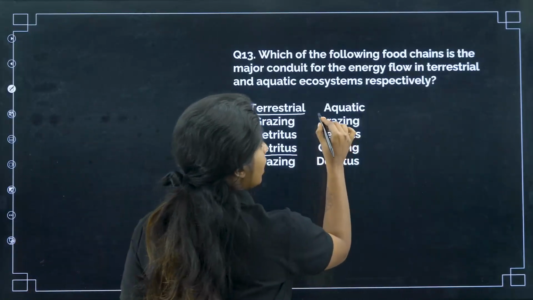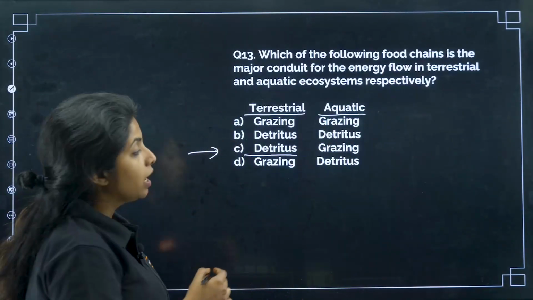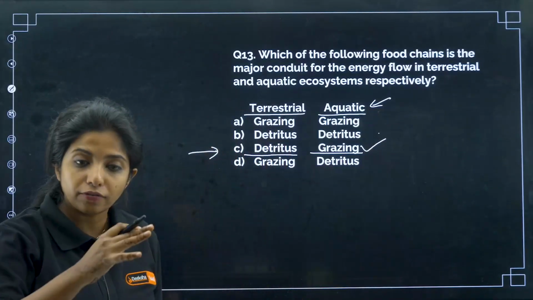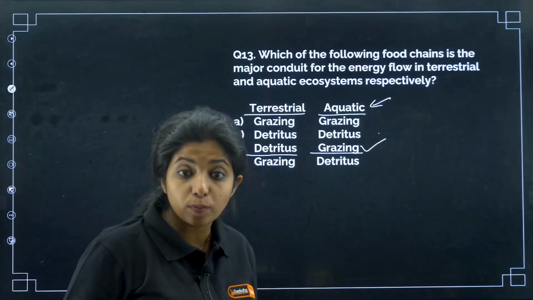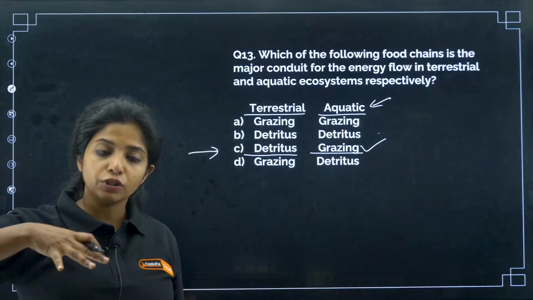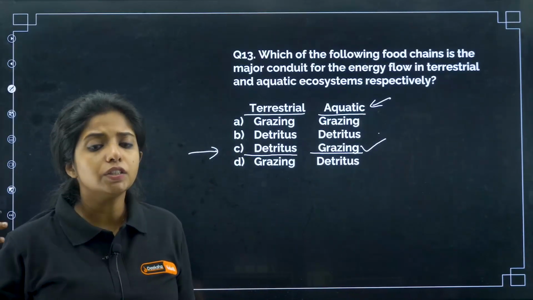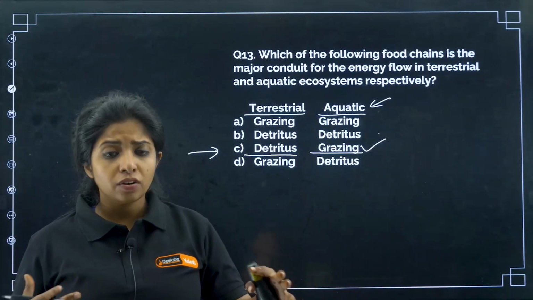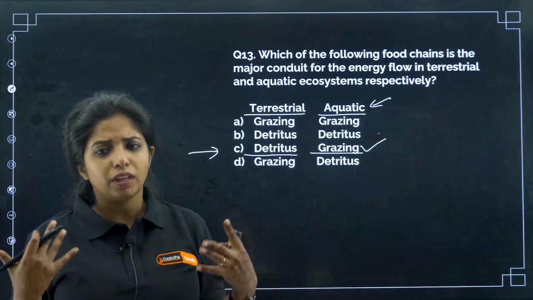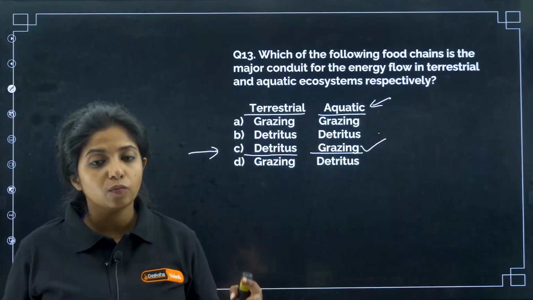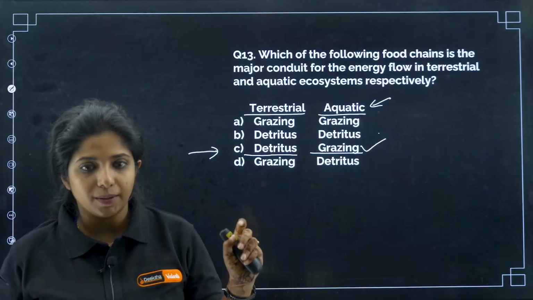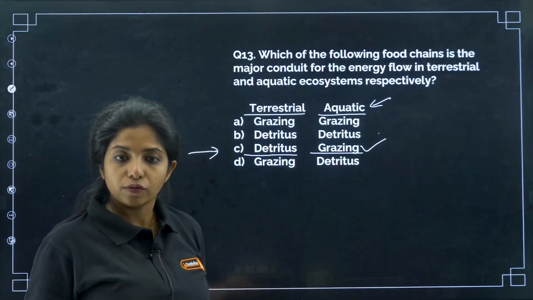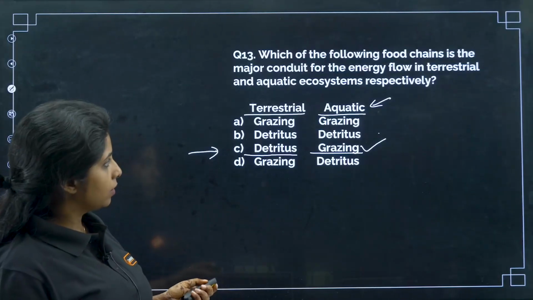But when I talk about aquatic ecosystems, the grazing food chain is more prominent. There you have phytoplankton. Phytoplankton are eaten by zooplankton. Zooplankton are eaten by small fishes, by large fishes, and things like that. And you might wonder, why is detritus not much active over there? There, water is present, and the oxygen requirement and things like that will be different. So in that particular case, obviously the decomposition and everything would not be very much possible properly. It will not be happening properly, which is why the grazing food chain is the major conduit of energy flow there. Always remember that.